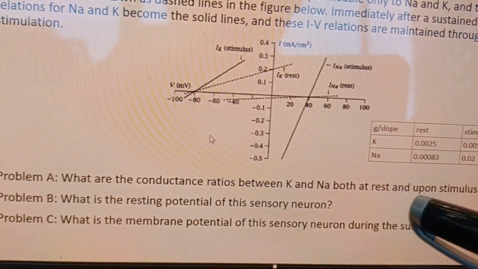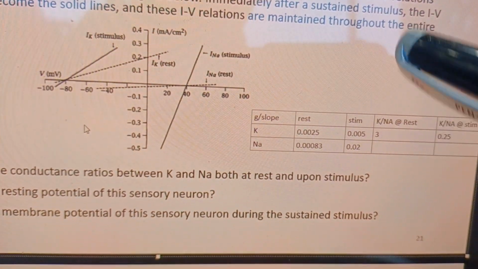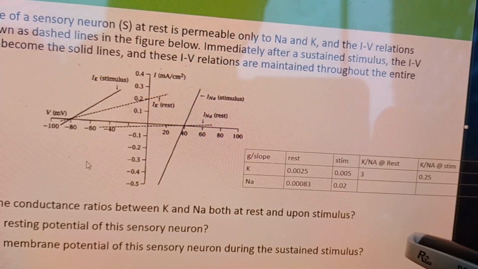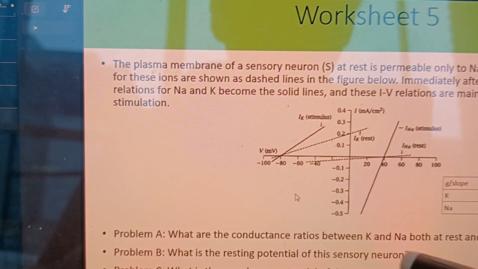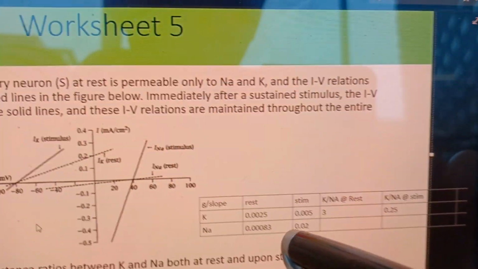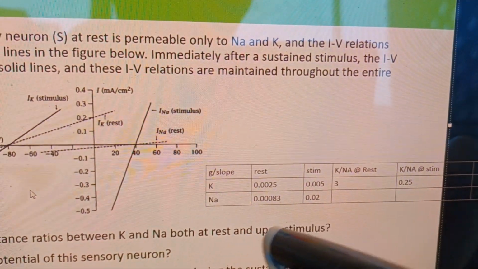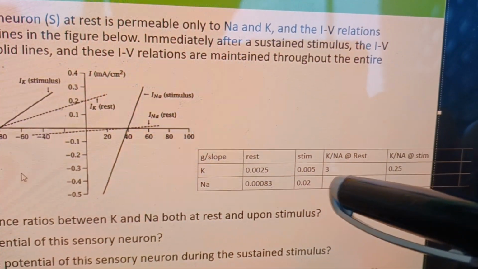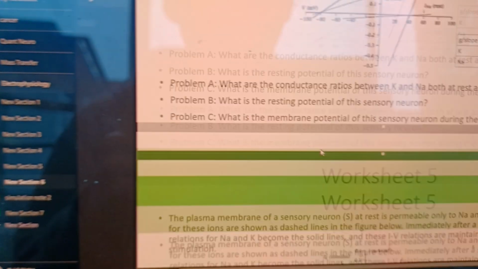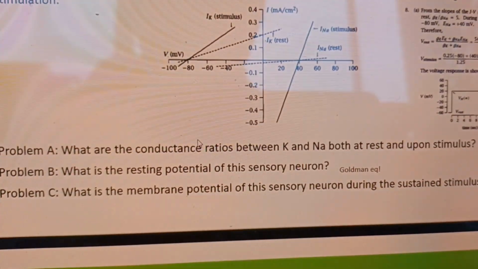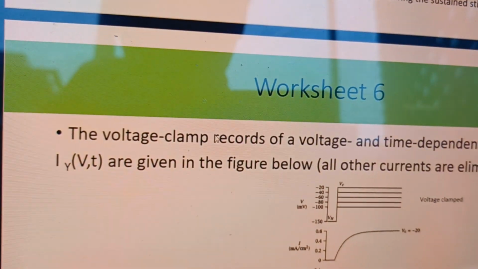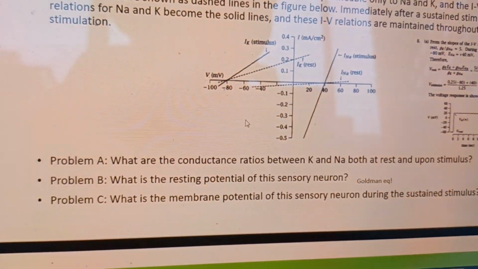And then what's the resting potential of the sensory neurons? So at problem A, you do that, and the question is asking for the ratio of potassium and sodium. So you put 0.0025 over 0.00083, and you get about 3. If you do the same thing over here, you get about 0.25 for stimulus. So that was problem A. And then the resting potential is just the Goldman equation. I'll review this later.